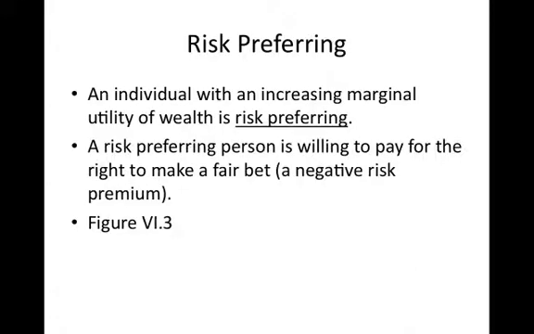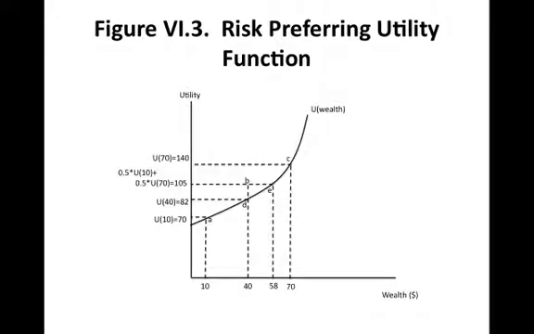The other type of preference that we think about when it comes to risk are those people who are risk preferring, sometimes called risk loving individuals. An individual with an increasing marginal utility of wealth is risk preferring. These are people whose utility increases at an increasing rate in wealth. A risk preferring individual is also willing to pay for the right to make a fair bet. That is to say, they're attracted to the idea of a fair bet and they're willing to pay, if you want to think about it this way, a negative risk premium. Figure 6.3 illustrates a utility function for a risk preferring individual, and as you can see, utility is increasing at an increasing rate as wealth increases.